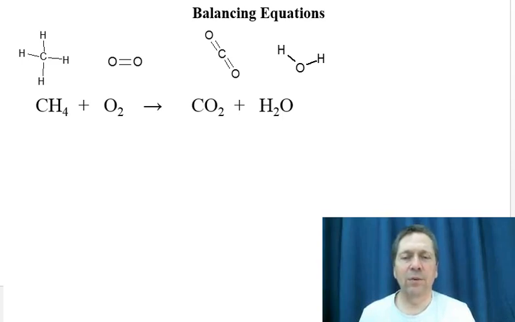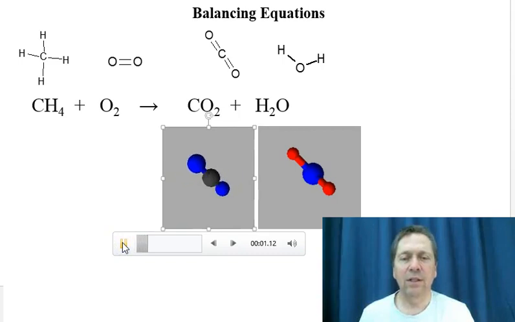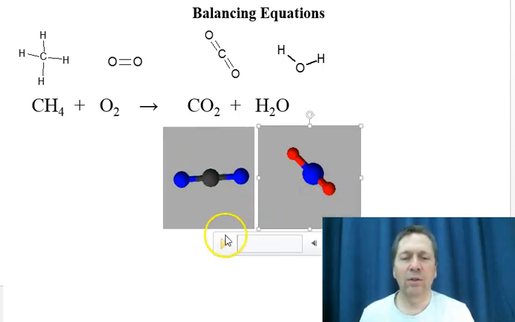Now, the products of this reaction are carbon dioxide, CO2, and water, H2O. And once again, I've got some images for you. The carbon dioxide molecule is a linear molecule. That means the atoms all line up. And you can see in this video how it's just got the carbon in the middle and the two oxygens on the outside. The water molecule is not linear. It's more of a V shape. The oxygen sits in the middle and the two hydrogens are stuck onto that.